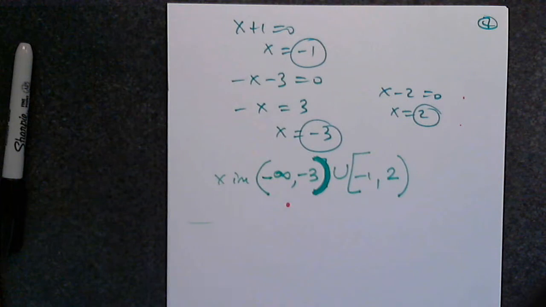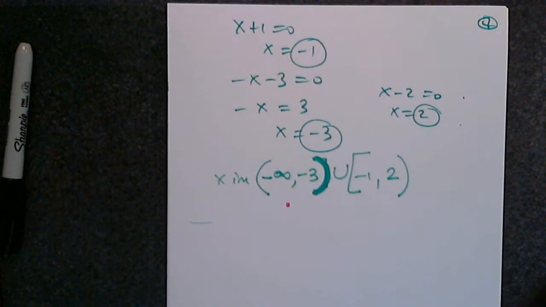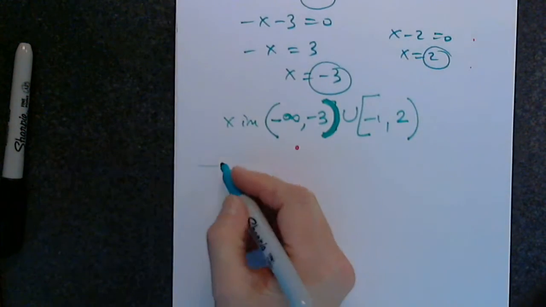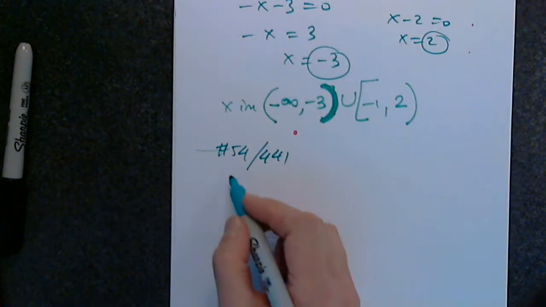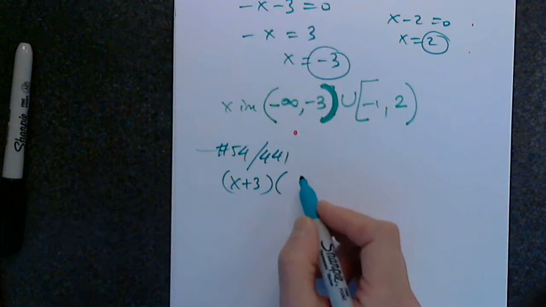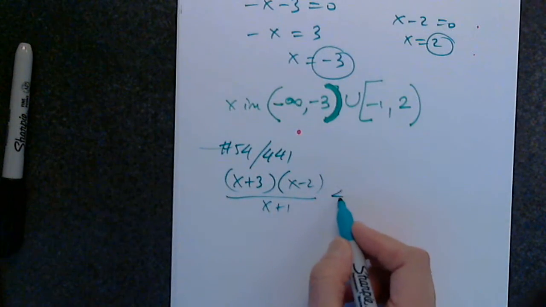So that's the end of material for test 2. So let's look at a problem. Yes, of course. So here is, for example, 54 on page 441. So this is x plus 3 times x minus 2 over x plus 1 less than or equal to 0.